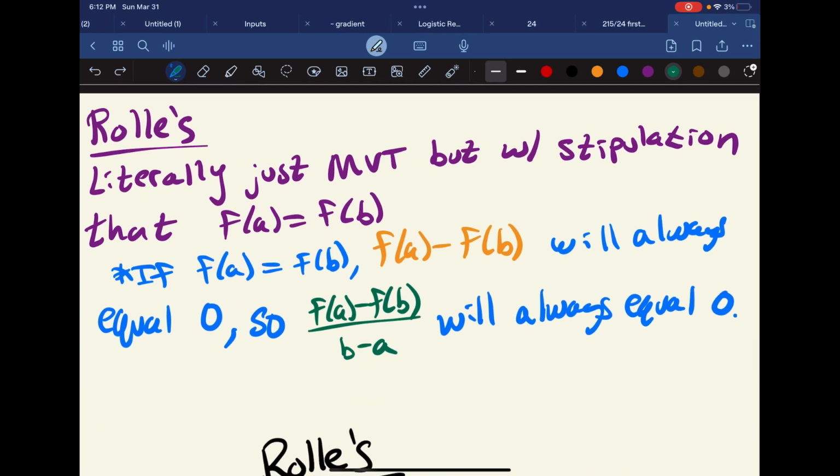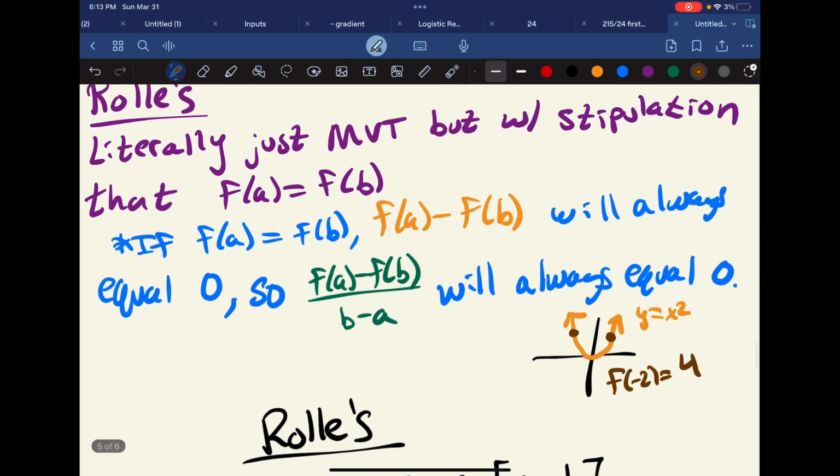Actually, it's literally just the mean value theorem, but with an added stipulation that f of a equals f of b. So I always like to think about this one with the graph y equals x squared, right? And it looks something like this. What if we use the mean value theorem on these two points, f of -2 equals 4, and f of 2 equals 4?